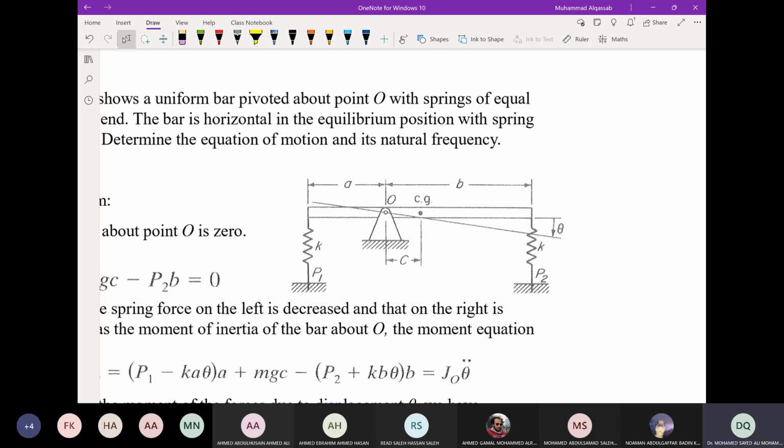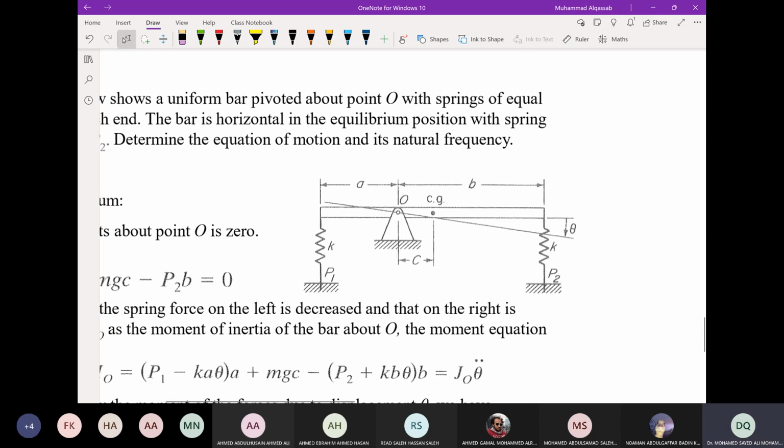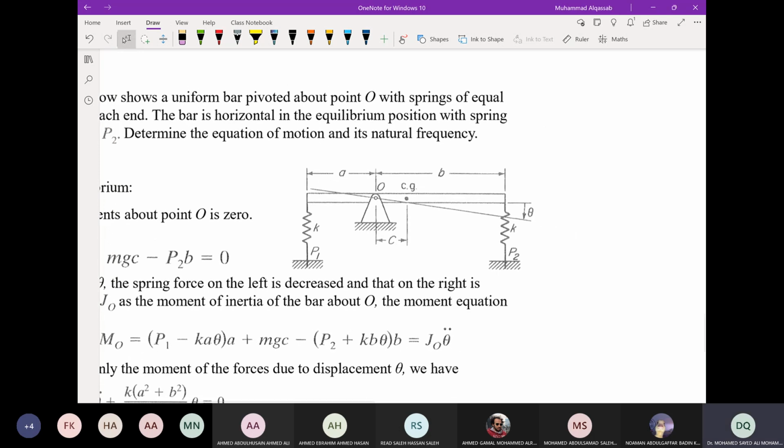So this is not a translational problem, and since this is non-centroidal, we also have that the center of gravity is in translation as well as the object is in rotation. It's like general plane motion, or we call it non-centroidal rotation. That is more accurate.